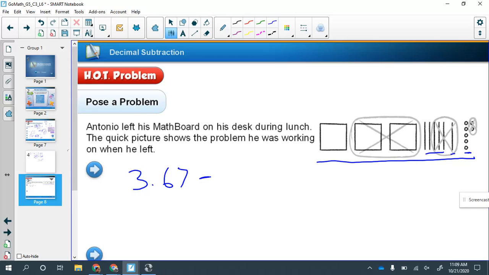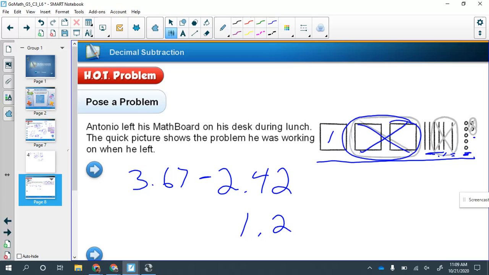It's a subtraction problem because we can see that he's crossing things off. So in the ones place, he has crossed off 2 ones. He's crossed off 1, 2, 3, 4 tenths, and he's crossed off 2 hundredths. And we can even go so far as to write down the answer to this problem by looking and seeing that we have 1, 2 tenths, and 5 hundredths left over.